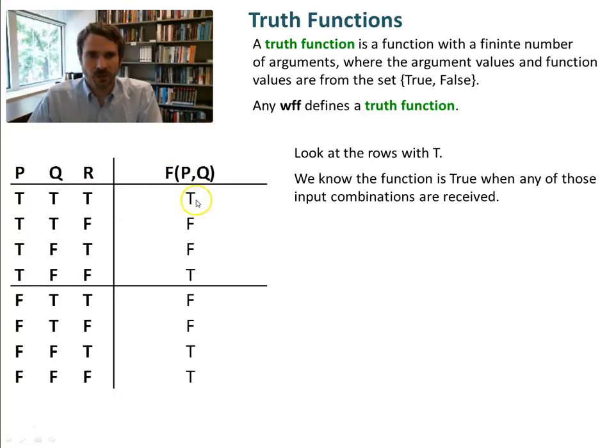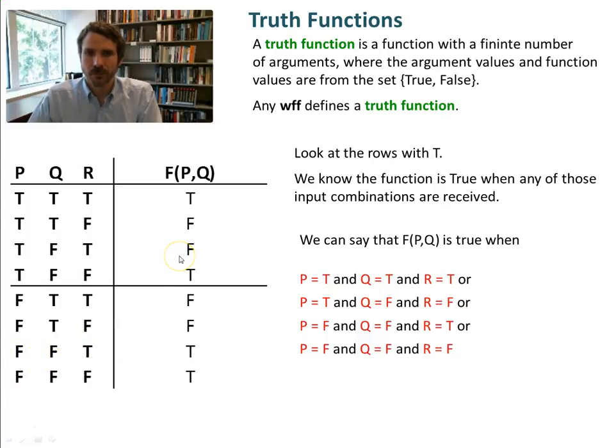We know that the function is going to be true when the input is this, or when the input is this, or when the input is this, or when the input is this. When p is T and q is T and r is T, or when p is T and q is F and r is F, or etc. We can connect via our OR operation the T entries in the truth table. This is because of the nature of OR, right? If you have one T in a string of things ORed together, the whole quantity evaluates to true.